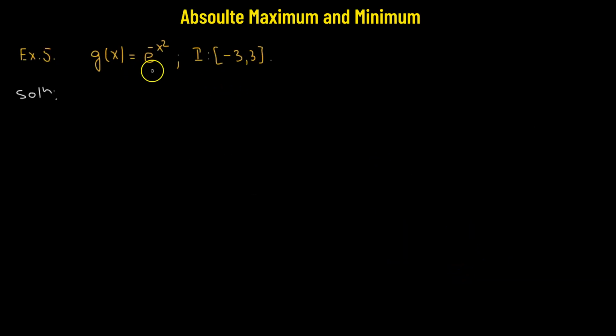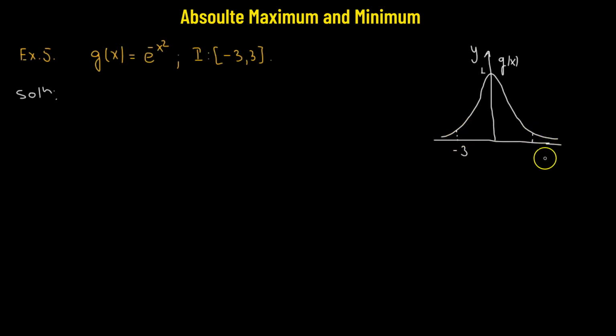So we have a function given by e raised to the power of negative x squared. This is the bell curve because it has the form of a bell, with a value of 1 at the origin. So this is our function g of x. What we need to do is find the absolute maximum and minimum value within the interval negative 3 to 3. So let's find it out.